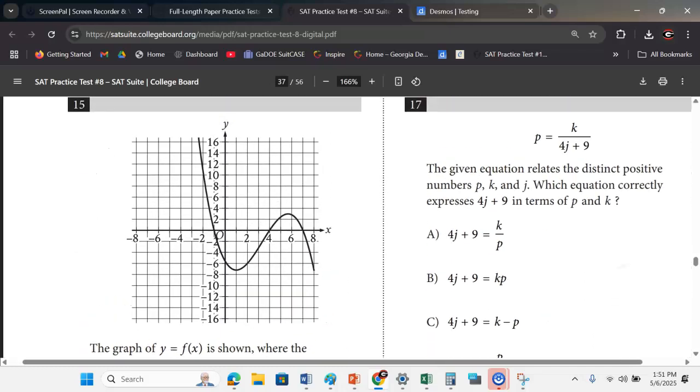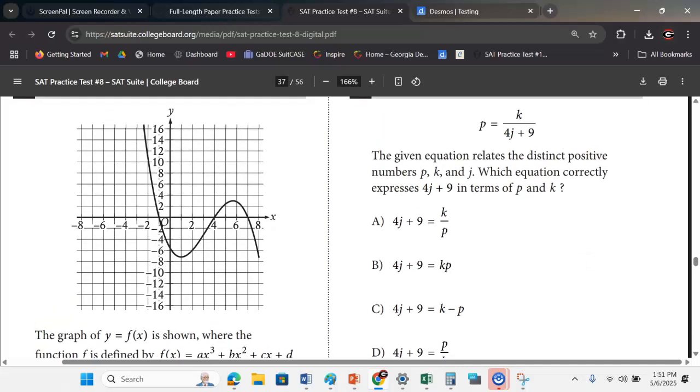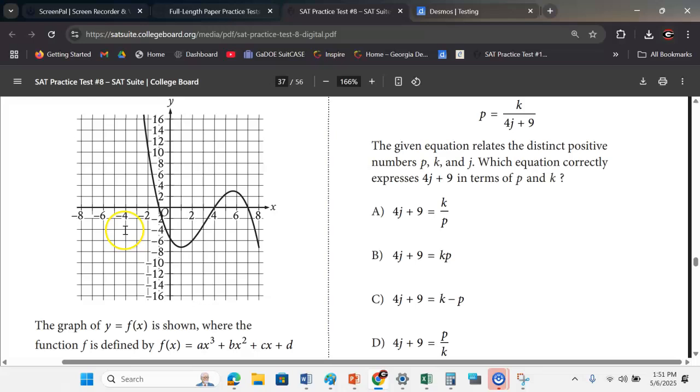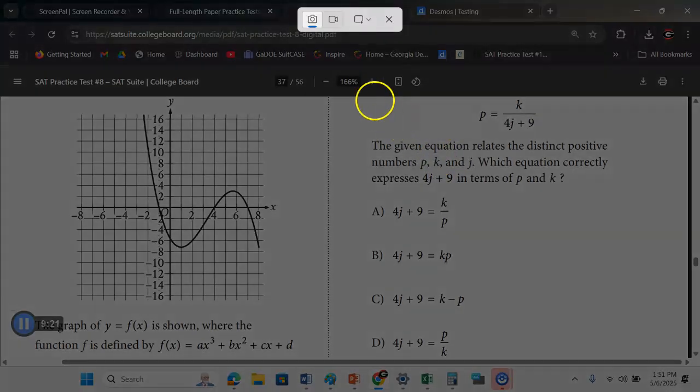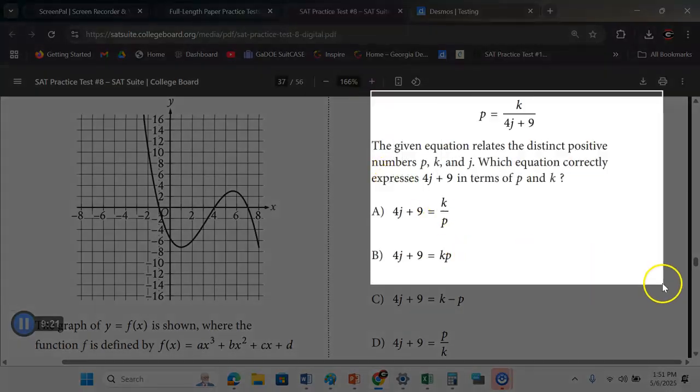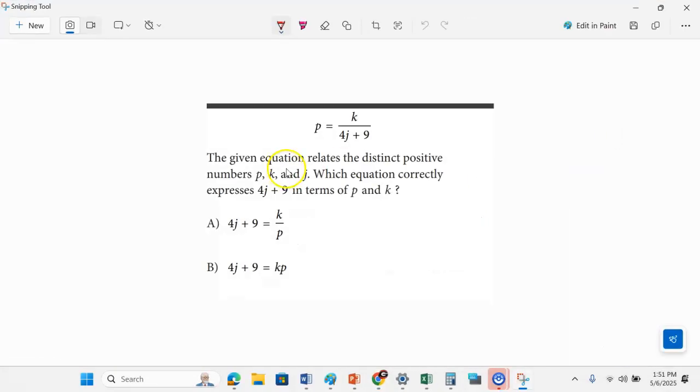Number 17. All right, this is called a literal equation, where we're just moving values around a bit. So let's do that. Let's cut this one so we can move. We need 4j plus 9. When you see in terms of, that means to get that thing by itself. So let's get 4j plus 9.